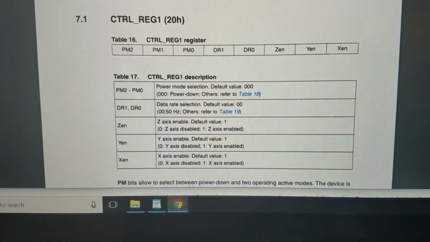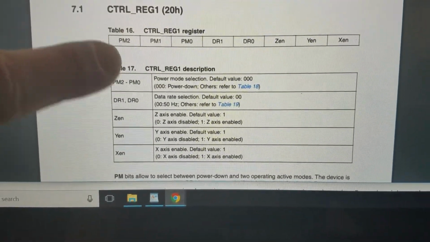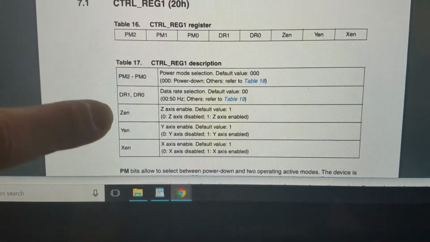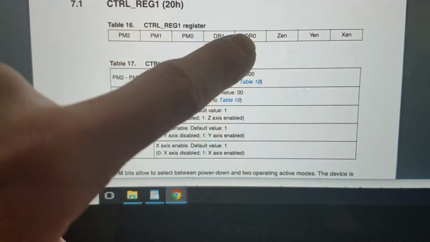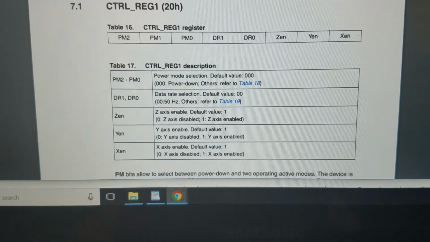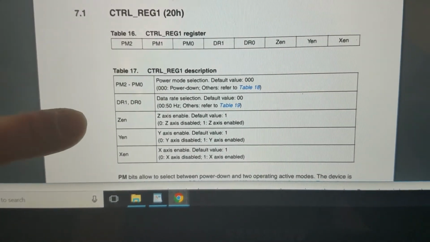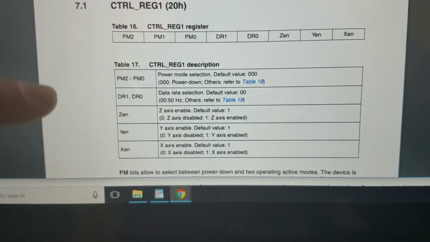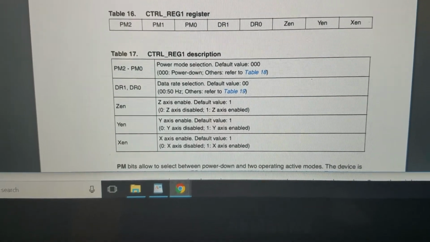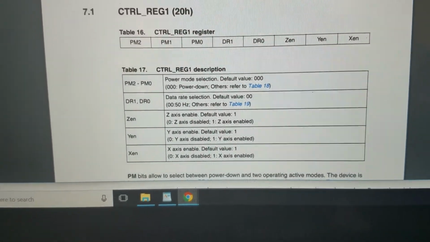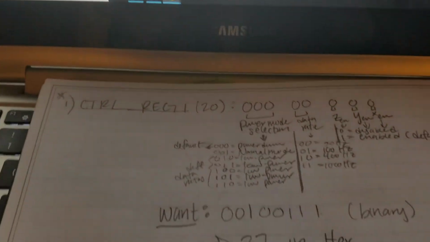So in this case, the first 3 bits are the power mode selection. The second 2, DR1 and DR0, are the data rate selection, or basically how fast our sensor is going to be sending us data. And then the last 3 are enabling the X, Y, and Z axis. You might have guessed this is an accelerometer. So I wrote it down in more detail here.